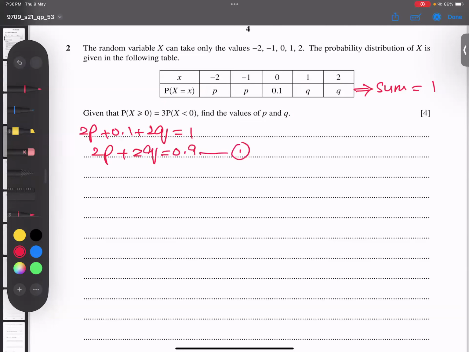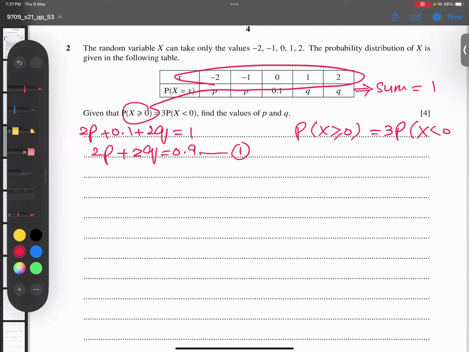Equation 1 done. The second equation is also very easy. He said P of X greater than or equal to 0 is 3 times P of X less than 0. This X represents these top values. So when you say greater than or equal to 0, look here, it means 0, 1, and 2.